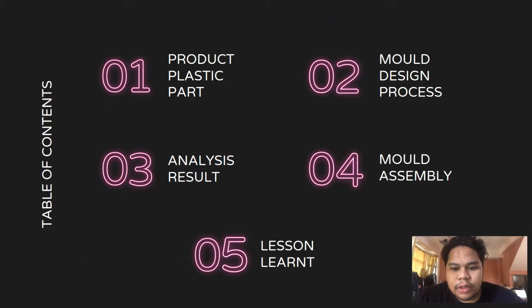Firstly, on the table of content, for chapter 1, we will introduce the product plastic part, and for chapter 2, we will explain about the mold design process, and for chapter 3, we will show the result analysis, and for chapter 4, the mold assembly design, and lastly, the lesson learned in chapter 5.